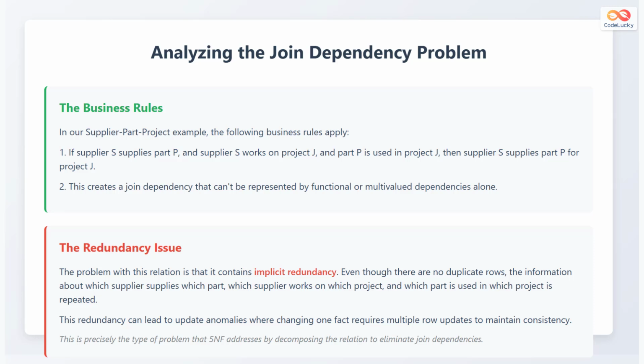The problem with this relation is that it contains implicit redundancy. Even though there are no duplicate rows, the information about which supplier supplies which part, which supplier works on which project, and which part is used in which project is repeated. This redundancy can lead to update anomalies where changing one fact requires multiple row updates to maintain consistency. This is precisely the type of problem that fifth normal form addresses by decomposing the relation to eliminate join dependencies.